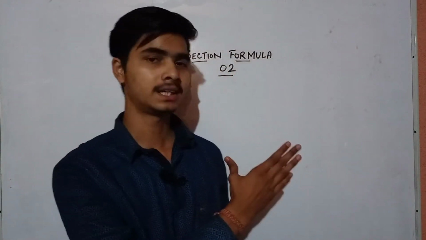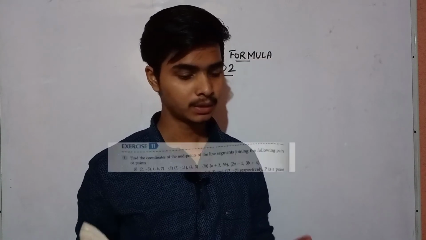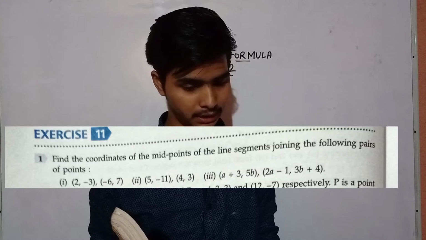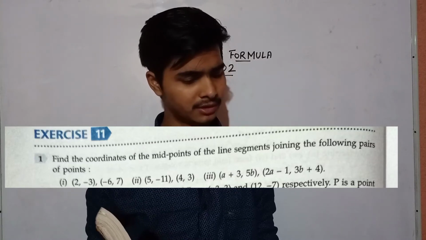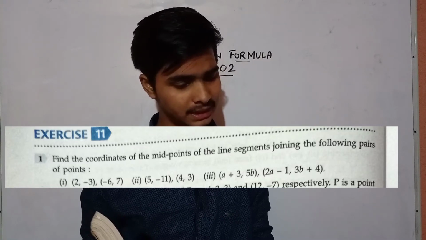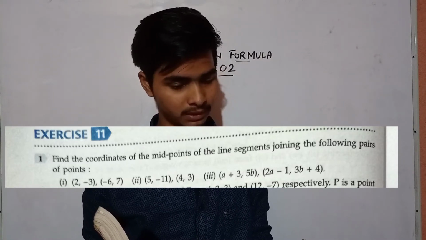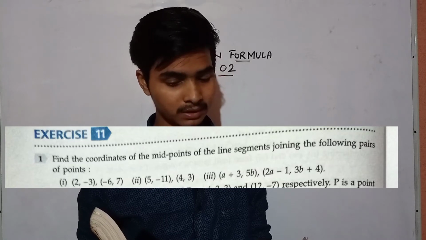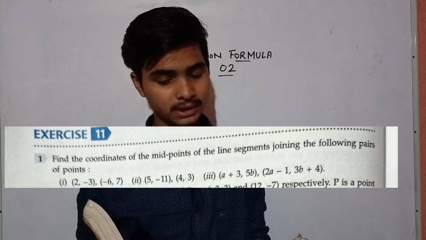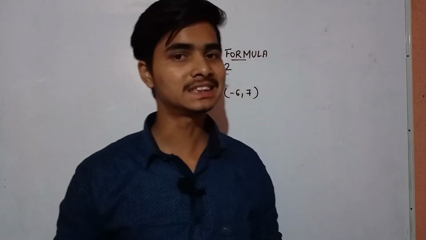Now let us start with the first question. The question will be displayed here, and I am just reading it. Find the coordinates of the midpoint of the line segment joining the following pairs. The first is (2, minus 3) and (minus 6, 7). The second is (5, minus 11) and (4, 3). The third is (a plus 3, 5b) and (2a minus 1, 3b plus 4). So let us look at the solutions one by one.